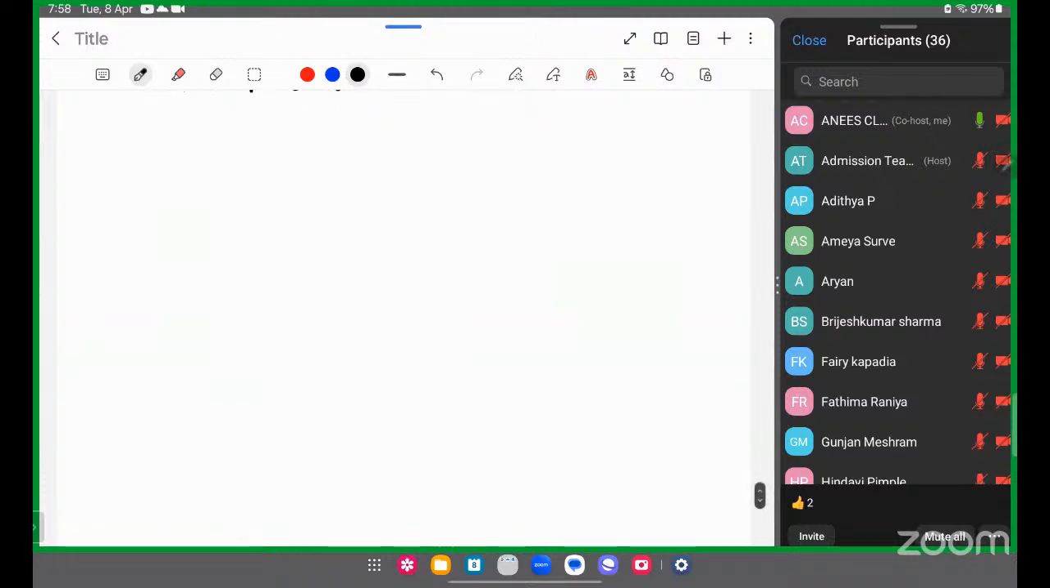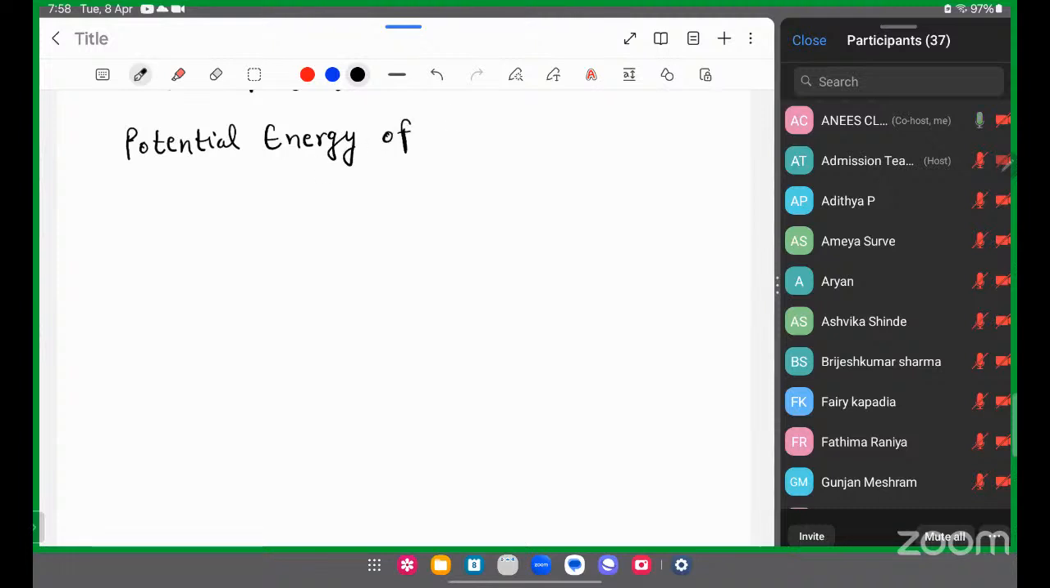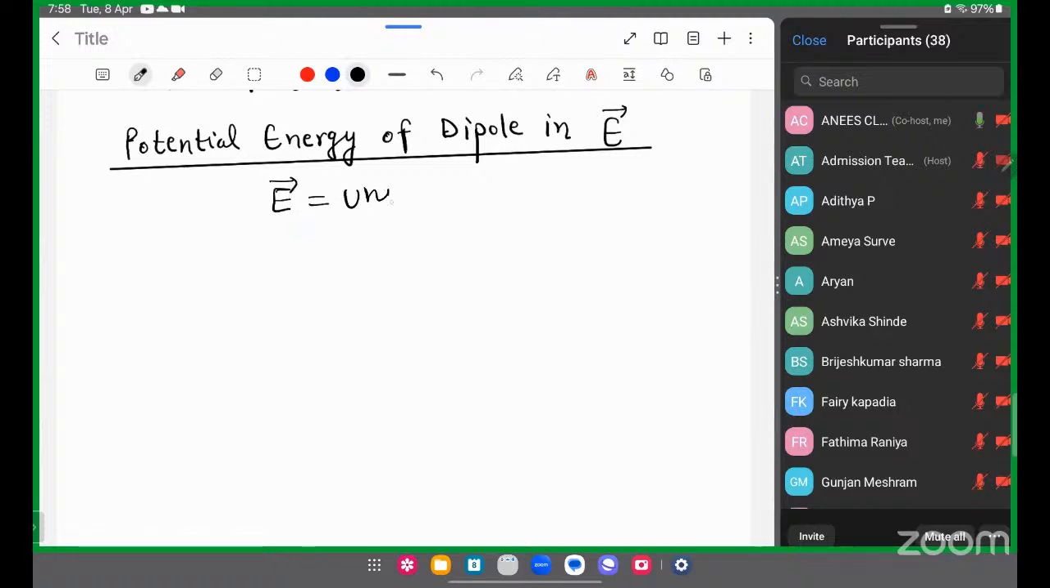Okay, next we can discuss what is the potential energy of a dipole in a uniform electric field. Potential energy of a dipole in an electric field, and electric field E is uniform.